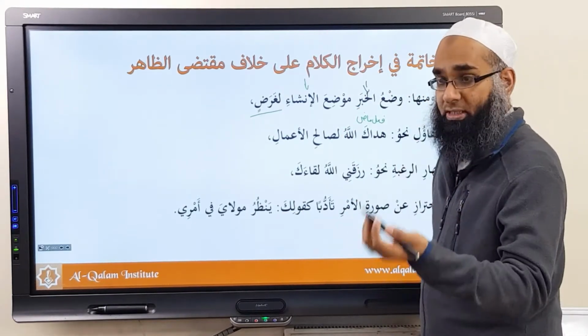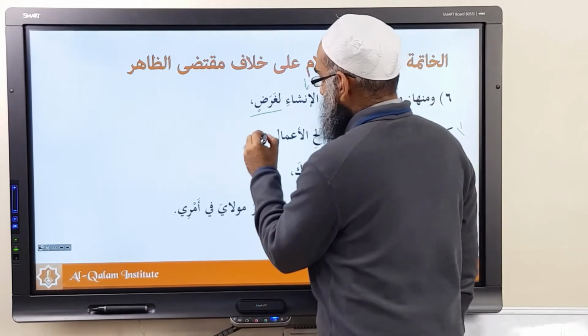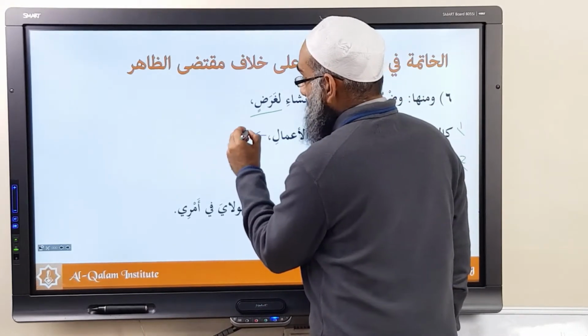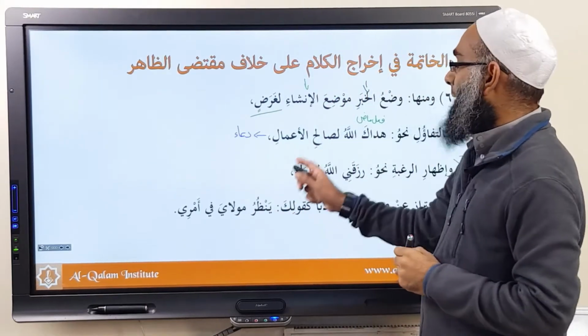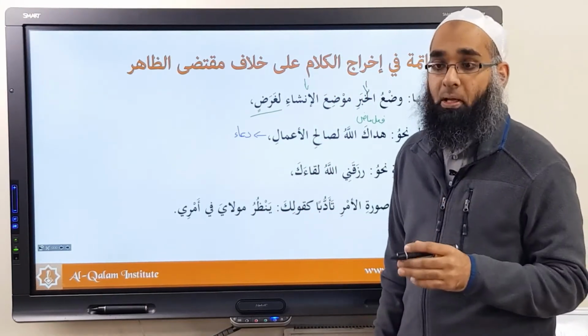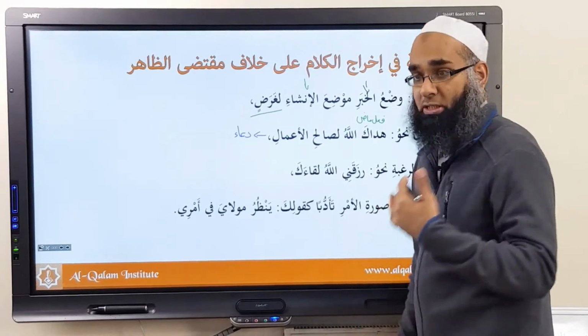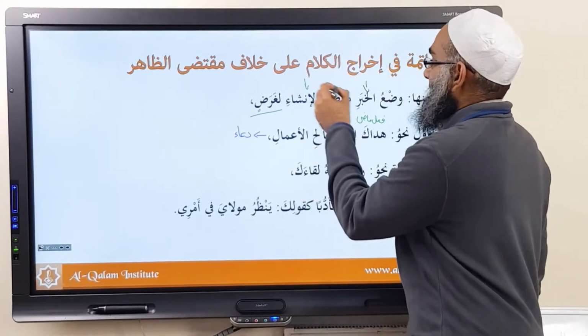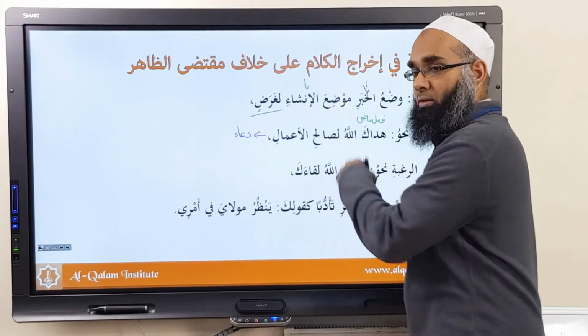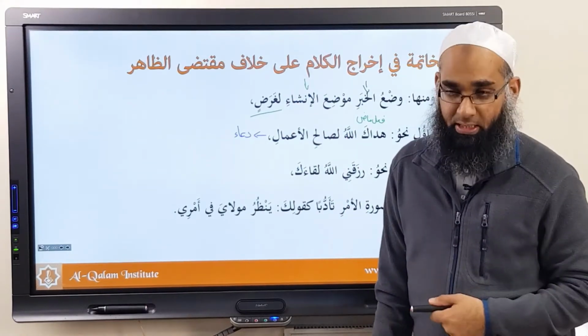If I said this to you, what's implied by this in the Arabic literature? What's meant by this? It's a dua. Correct? Hadaka Allahu li salih al-a'mal. It doesn't mean Allah has guided you. It means what? May Allah guide you. So it's insha'iyya. It's not a khabar, it's insha'. But instead of insha', mawdi' al-insha', what have we brought? Khabar, which is fa'il madhi in this scenario.